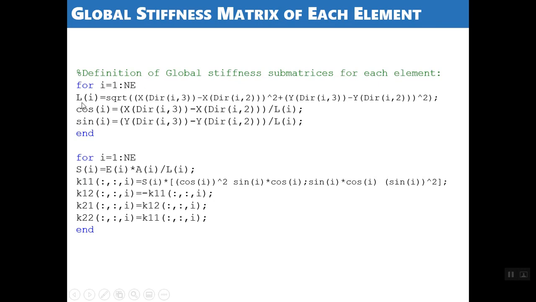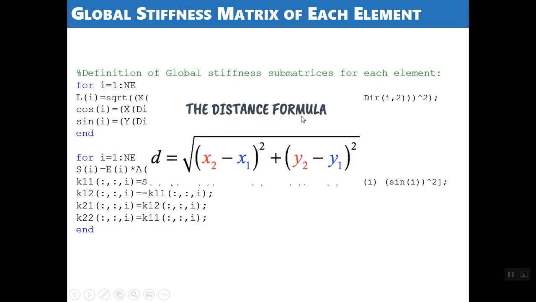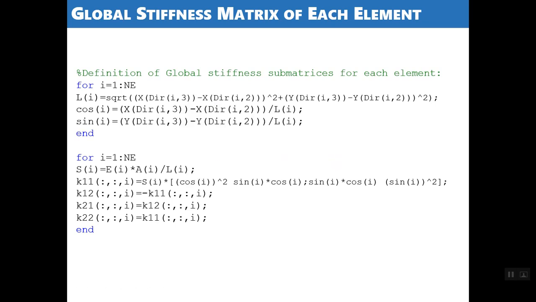So here we are doing it. First of all, we need to calculate E over L, and for that we need the length of the element. For calculating the length of the element, we will use the distance formula. Distance is equal to the square root of (x2 minus x1) squared plus (y2 minus y1) squared. This formula is to be used to calculate length.